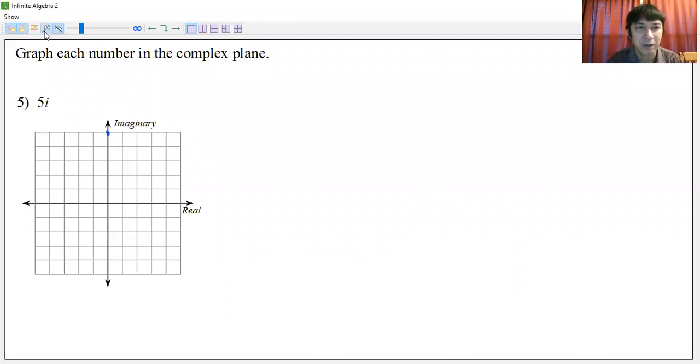There's the red. Okay, so that's it. We're correct. 5i is the imaginary part of a complex number. All right, so let's continue. Let's have the next.